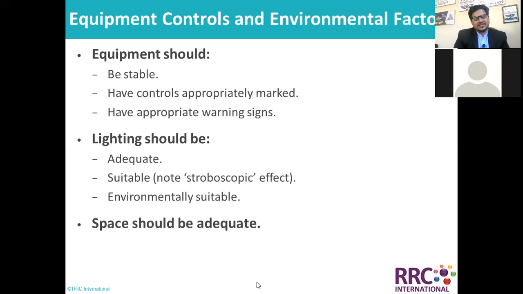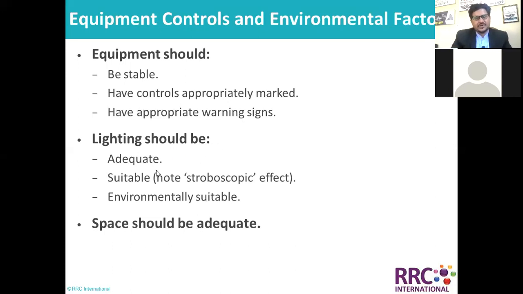and the maintenance from the same manufacturer, of course, would be very expensive. Even though it's good to go with the same manufacturer, mostly companies, if they have more than 100 machines, will try to have internal maintenance teams to manage their machines and equipment. Now, the equipment should be stable and have controls appropriately marked, and have appropriate warning signs.